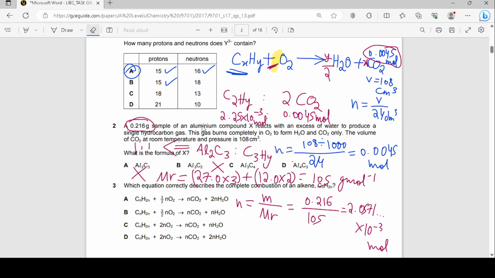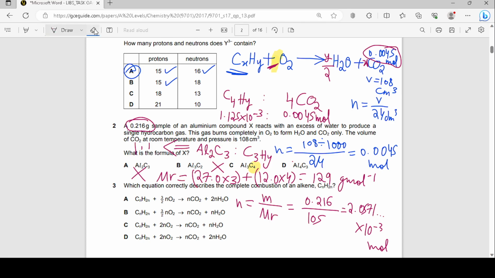Al3C4. So that means now I have 4 carbon atoms per Al3C4 molecule. So I will make the ratio 4:1. It's 4 CO2 now to C4Hy. So I'll make 0.0045 divided by 4 to find how many moles of CxHy I have, and that's 1.125 × 10^-3. Next, I have to find the Mr of Al3C4. I have 3 aluminium atoms and 4 carbon atoms, so 27 × 3 is 81 plus 48, which is going to be 129. So the Mr of Al3C4 is 129 grams per mole.